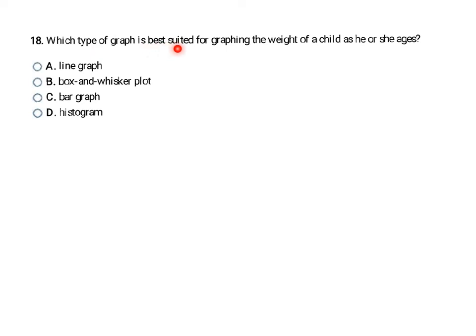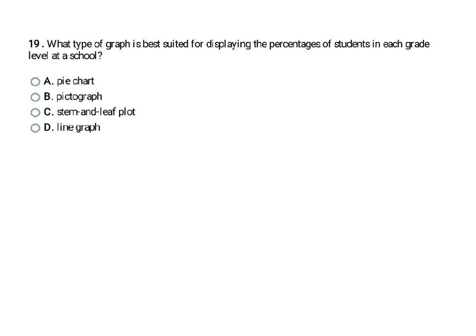Which type of graph is best suited for graphing the weight of a child as he or she ages? So over a length of time. Remember, over a length of time is either going to be a histogram or a line graph. So then you have to think about, is it going to be a specific time or over an interval of time? Since you would do it at 1 year, 2 years, 3 years, not what did he weigh between 1 year and 2 years, that's going to be a range also. You can't plot that. So it's going to be line graph, A.